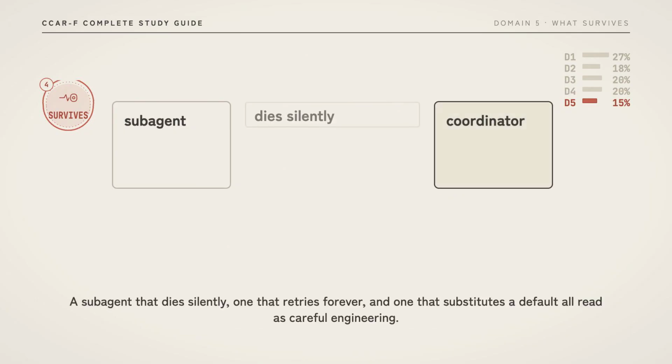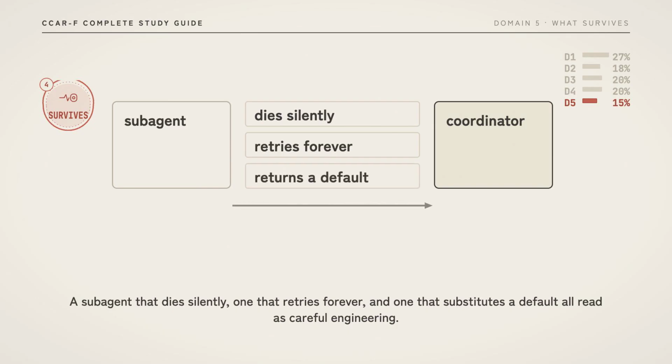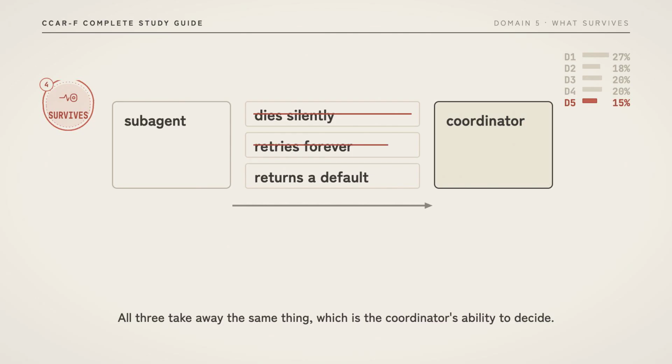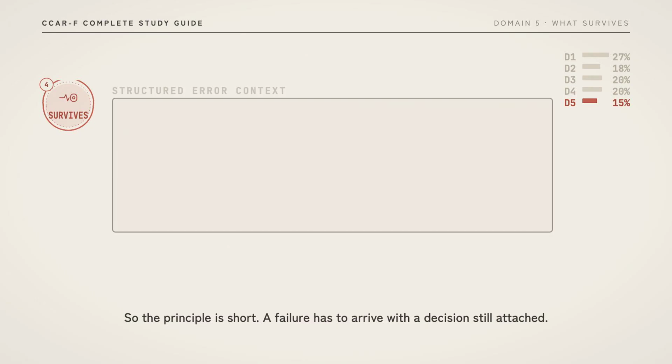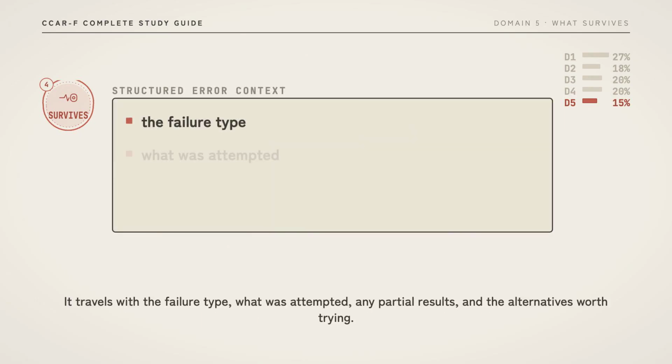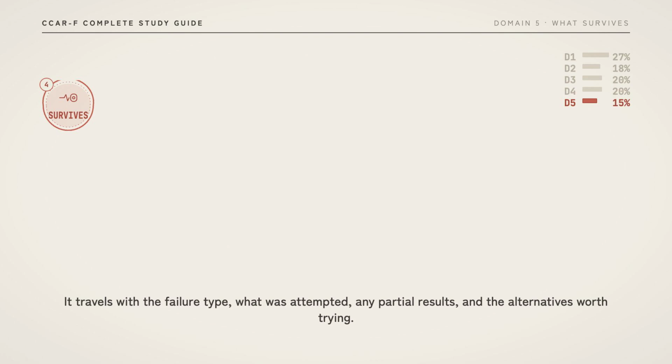A subagent that dies silently, one that retries forever, and one that substitutes a default all read as careful engineering. All three take away the same thing, which is the coordinator's ability to decide. So the principle is short. A failure has to arrive with a decision still attached. It travels with the failure type, what was attempted, any partial results, and the alternatives worth trying.